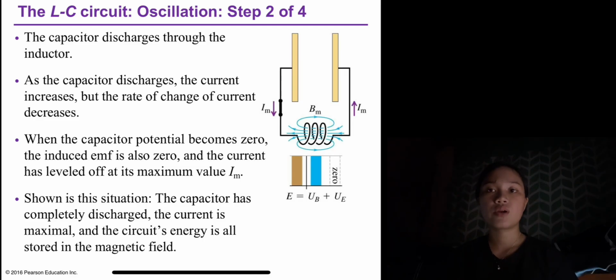So the inductor resists change. Once again, this prevents abrupt motion. Energy is conserved and simply changes form. Nothing is lost from the system.